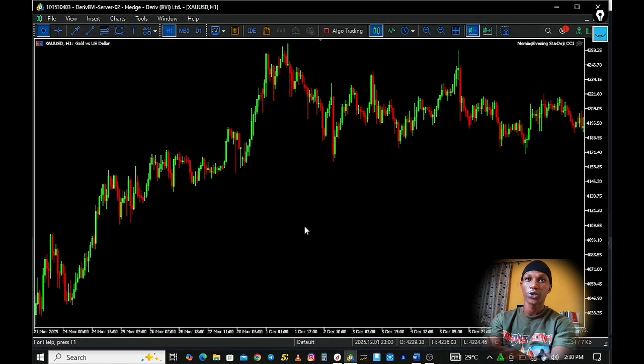Now I'm going to show you my actual setup. This is my bread and butter setup. As I told you, first and foremost, you should identify the market direction. Please identify the market direction first. If you look at gold, this is the H1 time frame.